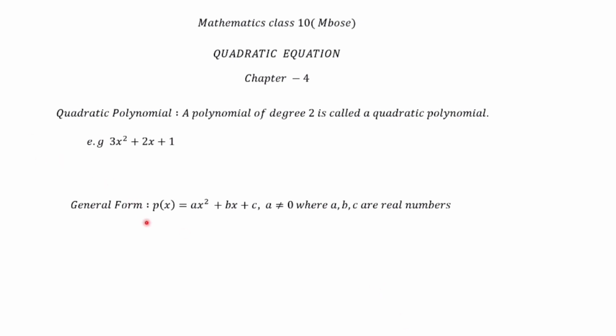The general form of a quadratic polynomial in x is p(x) equals ax squared plus bx plus c, where remember that the coefficient of x squared, the value of a, is not equal to 0, and where a, b, c are real numbers. It means the coefficients of x squared, x, and the constant term are all real numbers.